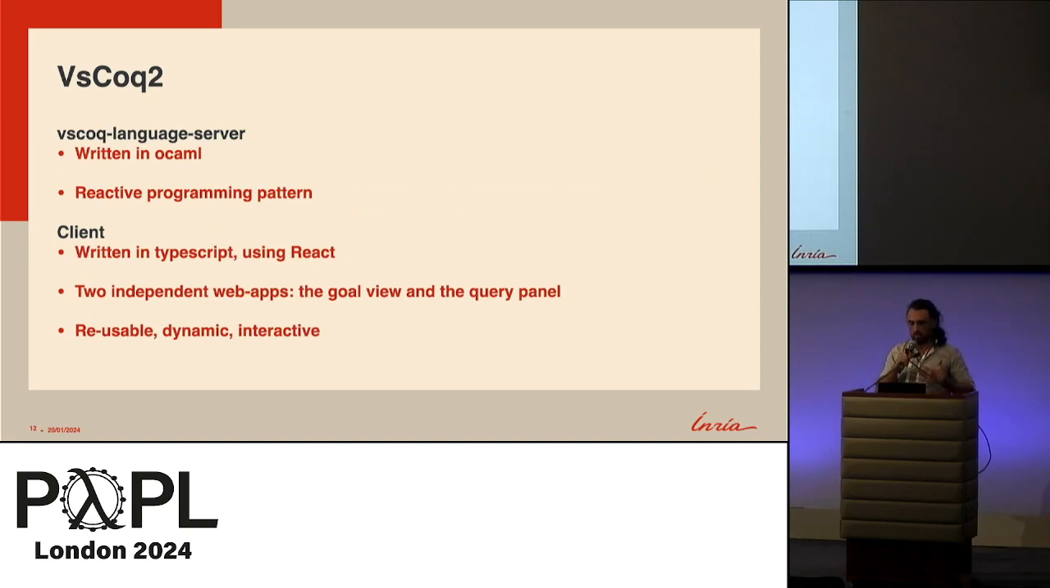So VsCoq'2 is organized in two modules, one of which is the language server, which is written in OCaml and uses a reactive programming pattern, which I'll come back to in a minute. And the client is written in TypeScript, to work with vscode of course, but using the React framework, which makes it easy to make dynamic, reusable, interactive UIs. In fact, it uses two independent web apps, the goal view and the query panel, that are completely independent from the extension and could be reused in different environments, even maybe the web.